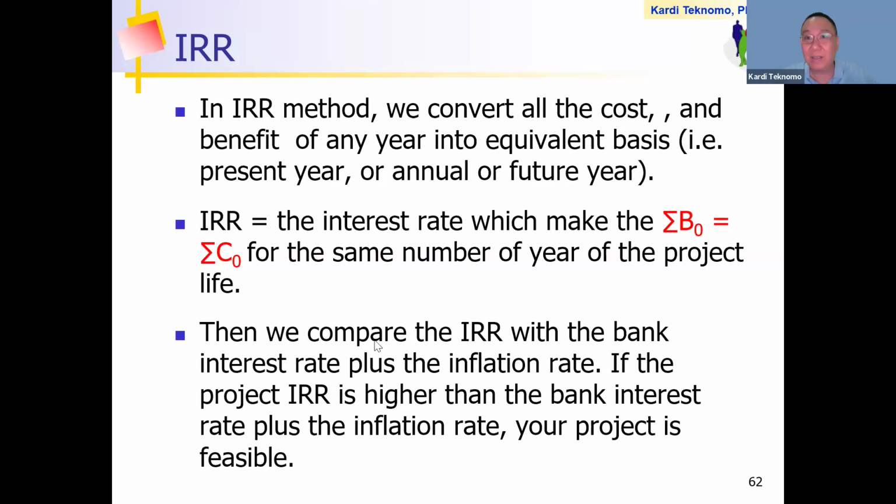So we compare. How do you say the IRR is feasible? I put here the IRR, you compare with the bank interest rate plus the inflation rate, right? If the IRR of the project is higher than the bank interest plus the inflation rate, then your project is feasible. Feasible does not mean that this is optimum. So at the minimum, this is called feasible.